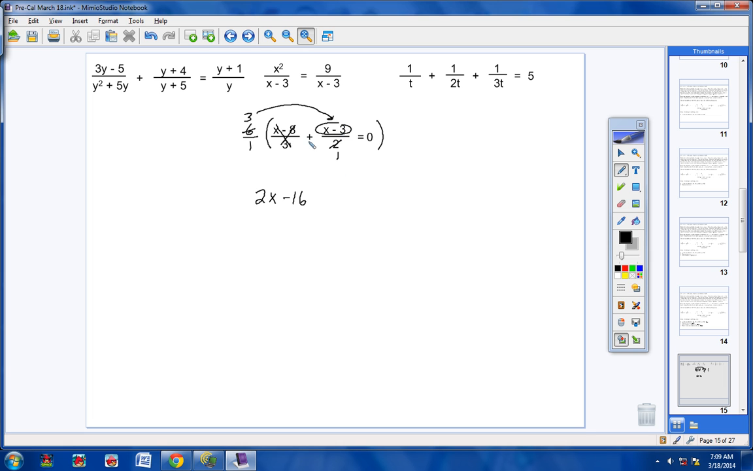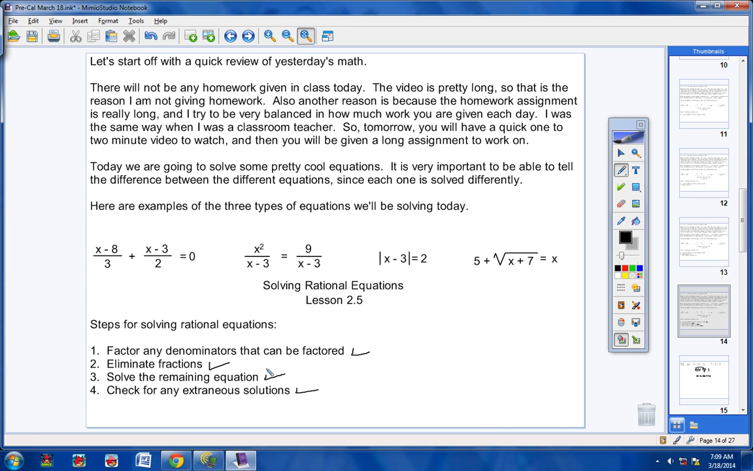And don't forget there's a positive sign here, so 3 times x would be a positive 3x. And then 3 times negative 3 is a negative 9. Equals 0. Look at that. Now that equation became so much easier. And now we solve. And that's what step 3 says to do. Step 3 says solve the remaining equation and check for any extraneous solutions.